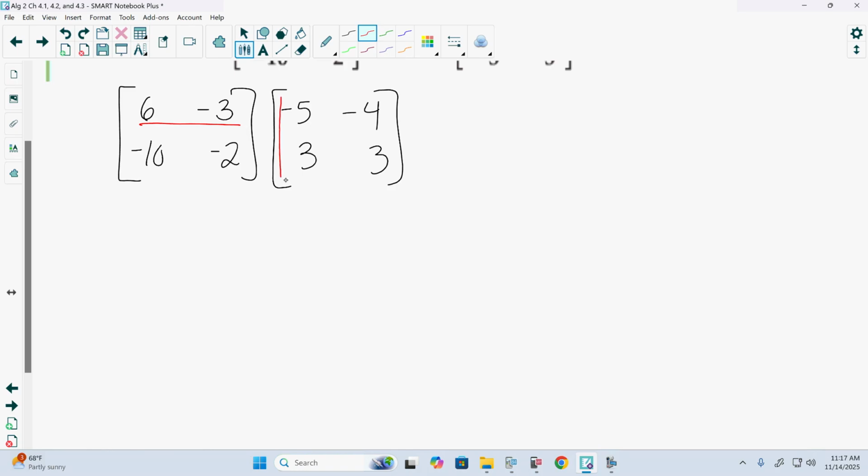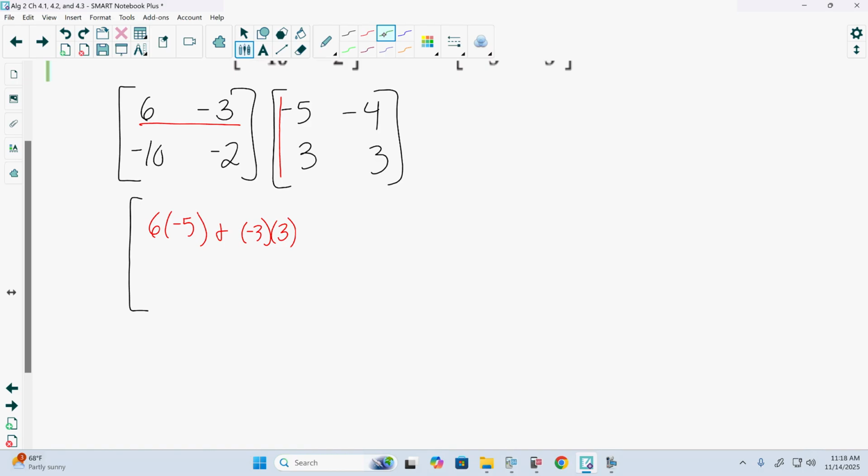So the first one we're going to go is over and down. So what we'll have is 6 times negative 5 plus negative 3 times 3. If there was a number after our negative 3 in that first row and a number below 3 in that first column, we would add their product too. We would just keep adding the products of the next two elements until we run out. Questions on this so far?